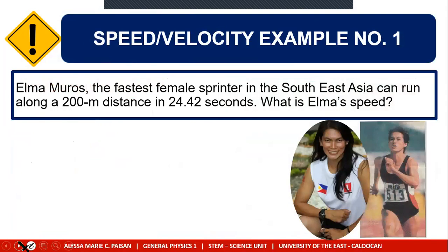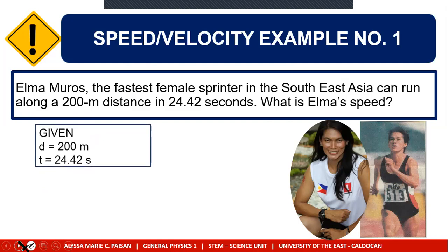I have here two examples for speed and velocity. Example number 1: Elma Muros, the fastest female sprinter in Southeast Asia, can run along a 200-meter distance in 24.42 seconds. And the question is, what is Elma's speed? Let's start with the given. The given are, distance is equal to 200 meters and time is 24.42 seconds.